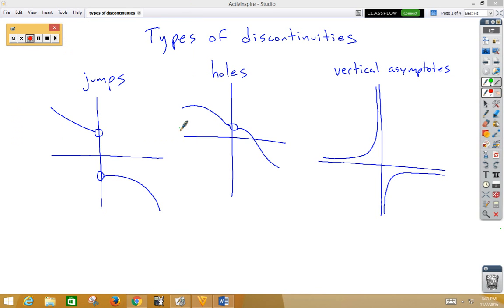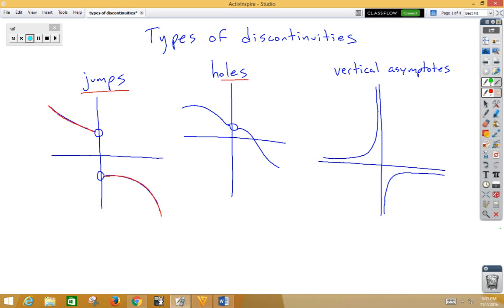In this video, we're going to discuss different types of discontinuities and how to classify them. So here we have three different pictures showing three different types of discontinuities. Our first category are jumps, and that's when, let's say, we're cruising along here from the left side, and then all of a sudden the graph jumps down on the right side. So that would be considered a jump.